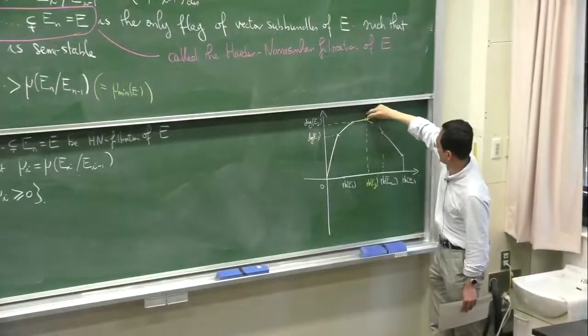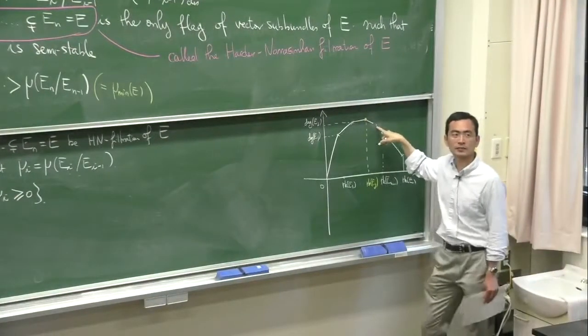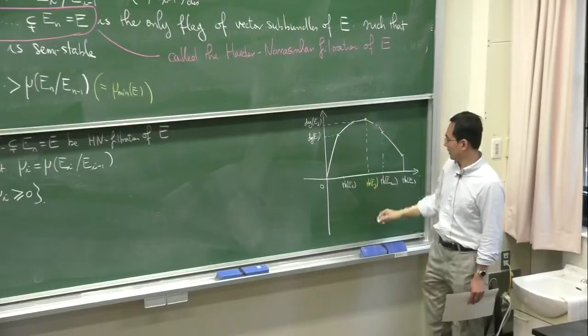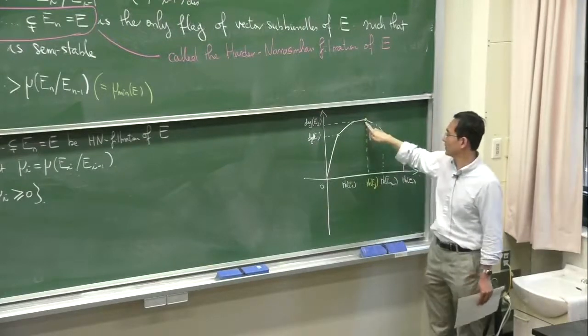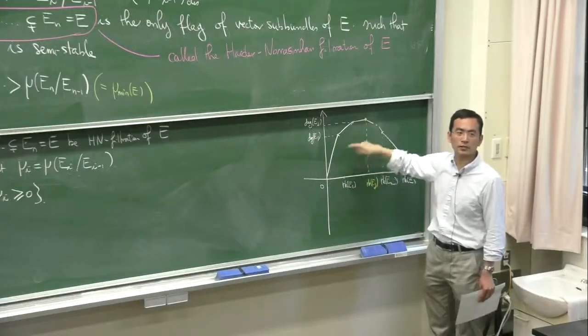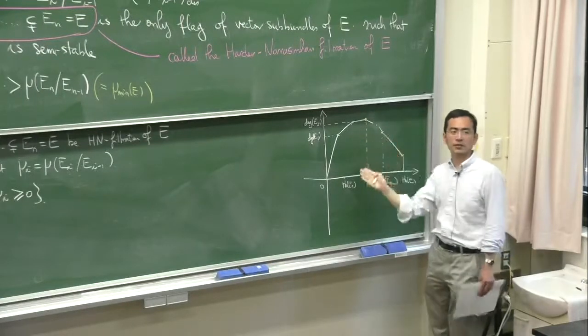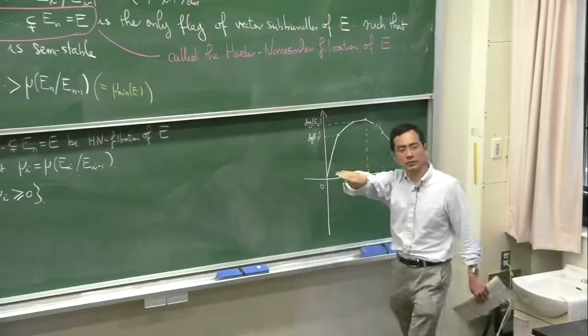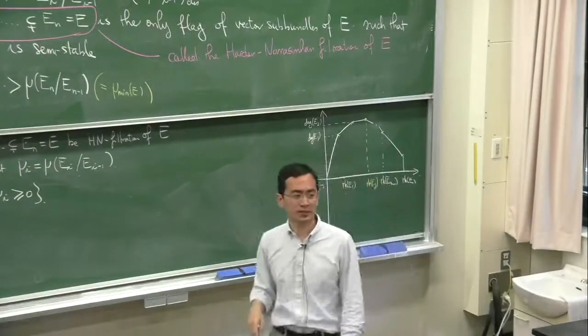So here the slope is positive or 0, and then the next slope will be negative. So what you can say is that the point here is a maximal point of this concave function, because this is just the point where your slope changes sign.